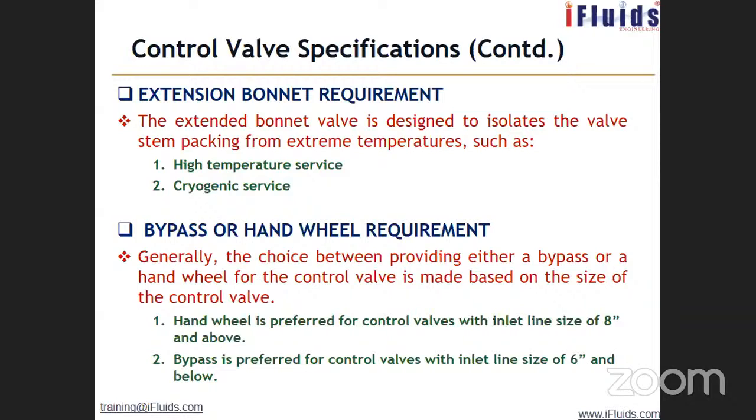Bypass or hand wheel arrangement is the choice between providing either a bypass or a hand wheel for the control valve, made based on the size of the control valve. Hand wheel is preferred for control valves with inlet size of 8 inches and above. Bypass is preferred for control valves of 6 inches and smaller sizes.